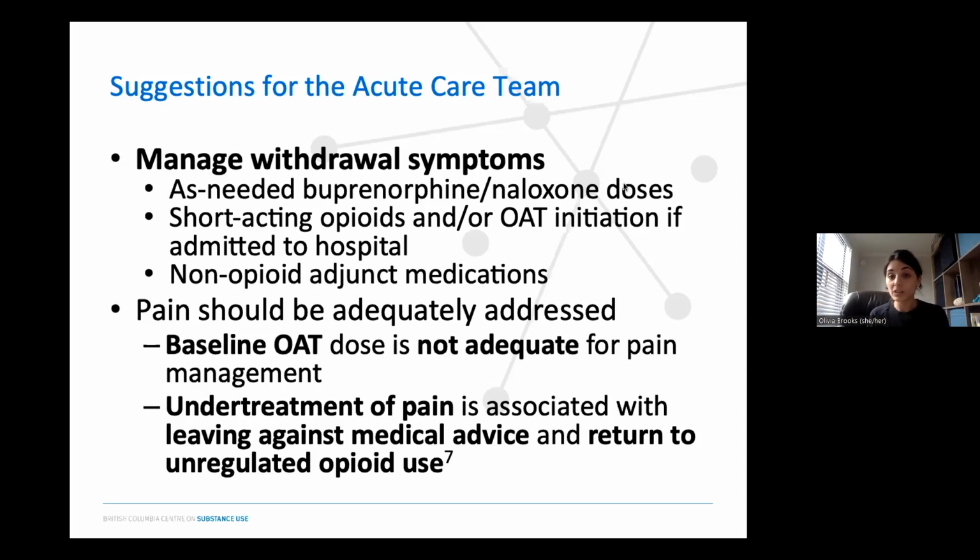Important things to note, though, important nuances for people with opioid use disorder, is firstly, they have higher sensitivity to pain. The second thing is they have higher opioid tolerance. So all in all, that means they're going to need higher doses of opioids, usually more frequently.